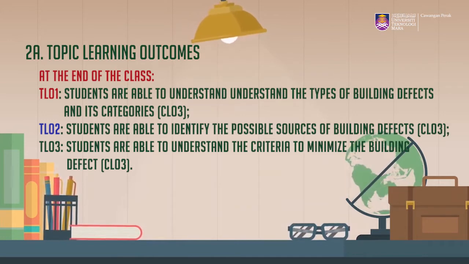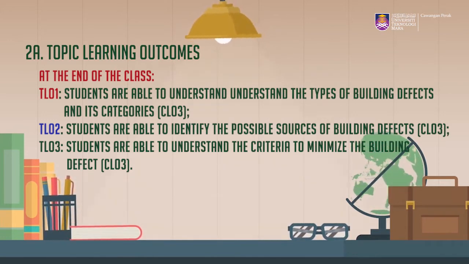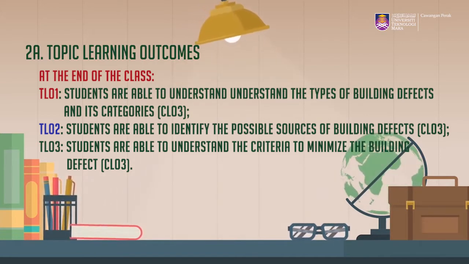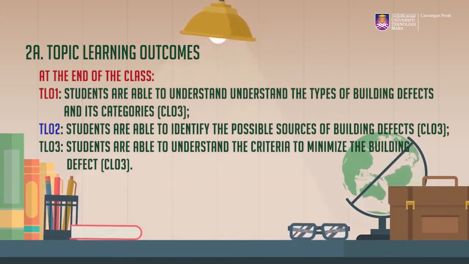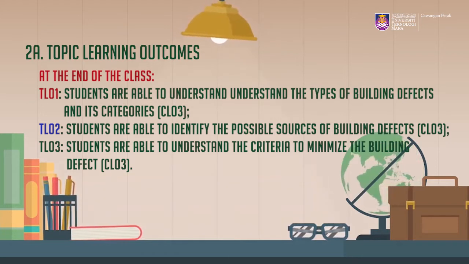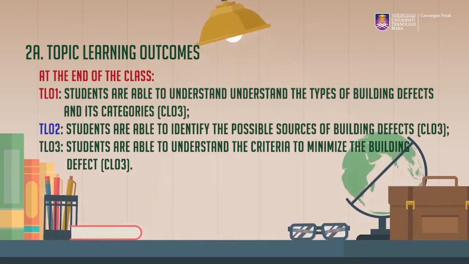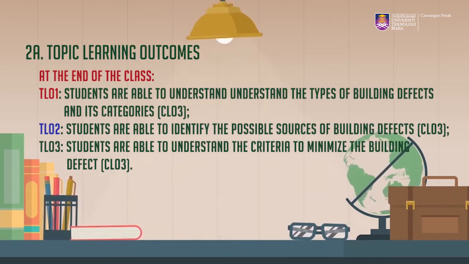Topic Learning Outcomes. At the end of the class, the student will be able to understand the types of building defects and their categories, know the possible sources of building defects, and understand the criteria to minimize building defects.